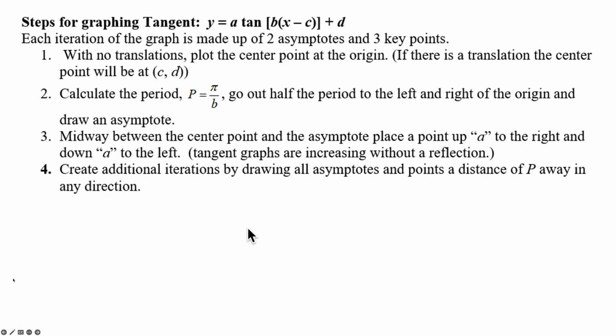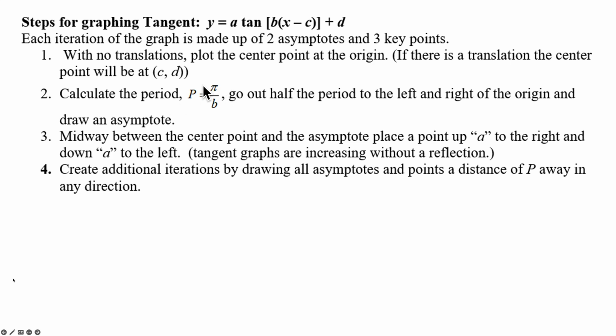All right, steps for graphing tangent in our transformation form. Each iteration of the graph is made up of the 2 asymptotes and the 3 key points in between. That iteration means 1 period length. With no translations, plot the center point at the origin, like we did. But if we have translations, the center will be at C and D. This is where we shift left and right, up and down.